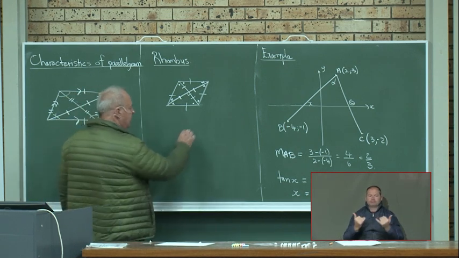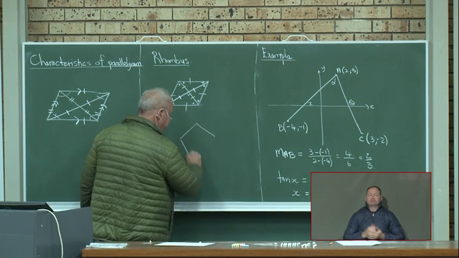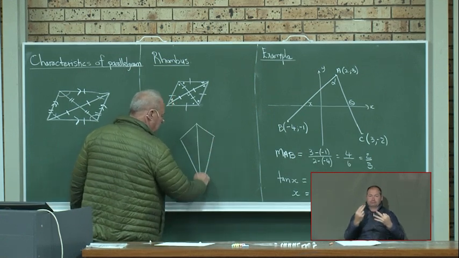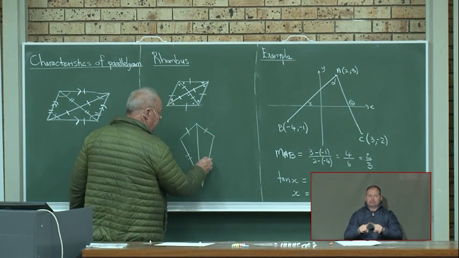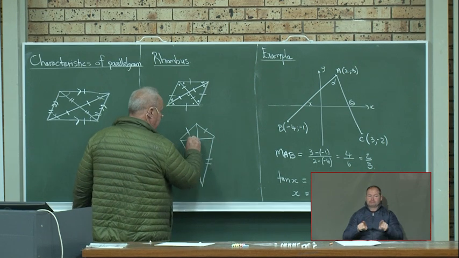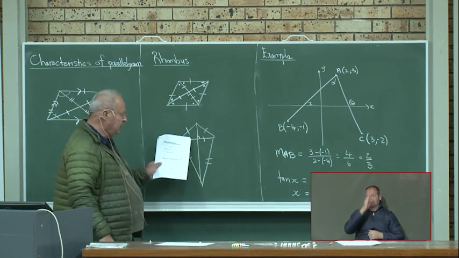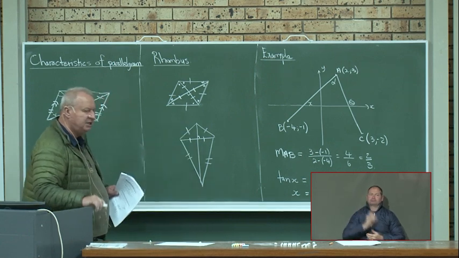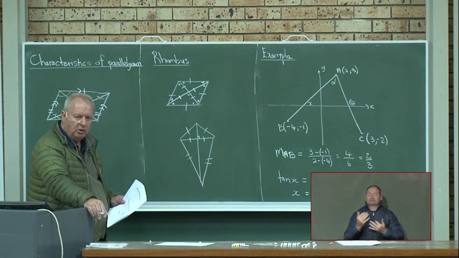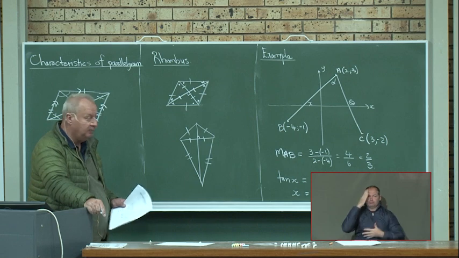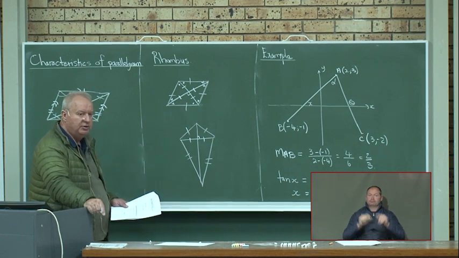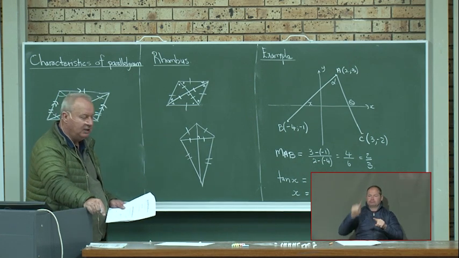Right, we also know in a kite, the adjacent sides are equal, and the long diagonal bisects the short diagonal at 90 degrees. And so these are the characteristics that you need to know. Also, a square as well as a rectangle. Let's look at the grade 11 work, angle of inclination.